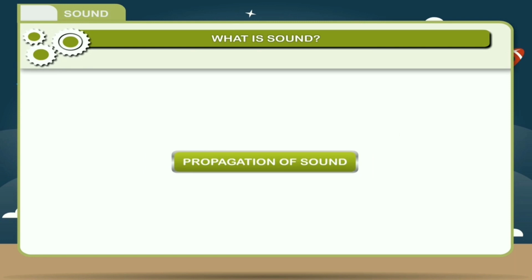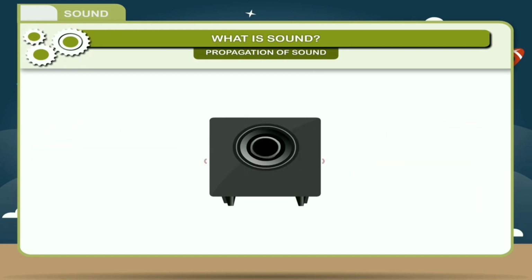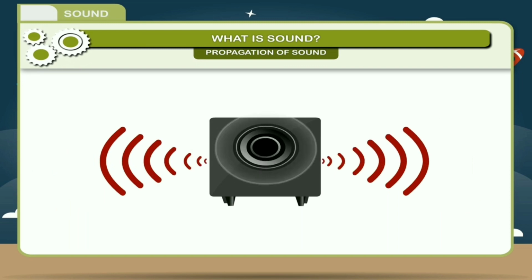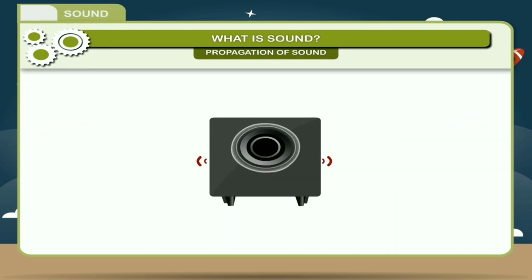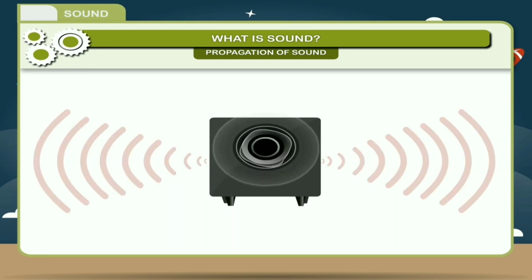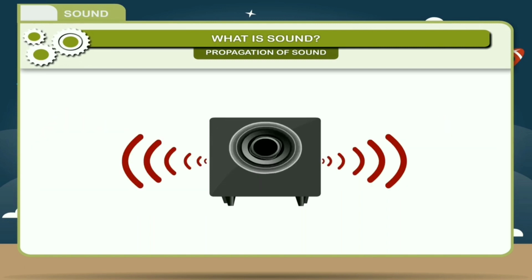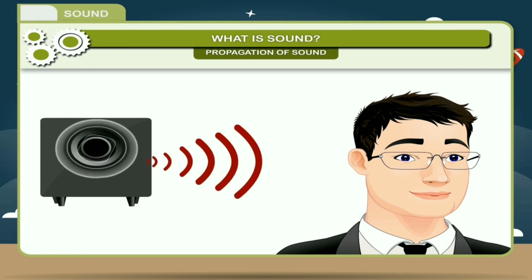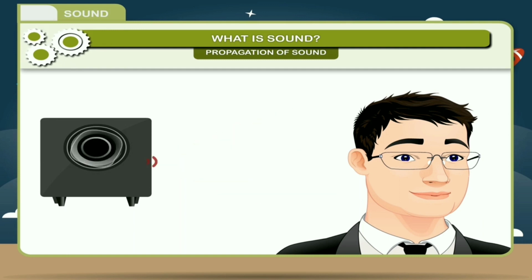Propagation of sound. When a body vibrates, it transfers its energy to the air molecules around it. On receiving this energy, the air molecules begin to vibrate in exactly the same way as the vibrating body. In this way, the air vibrations reach our ears and our eardrum begins to vibrate. The vibrations of the eardrum are analyzed by the brain and we hear the sound.